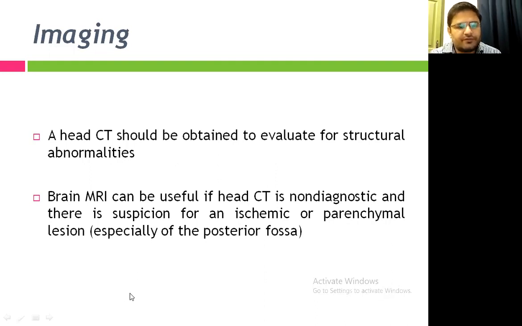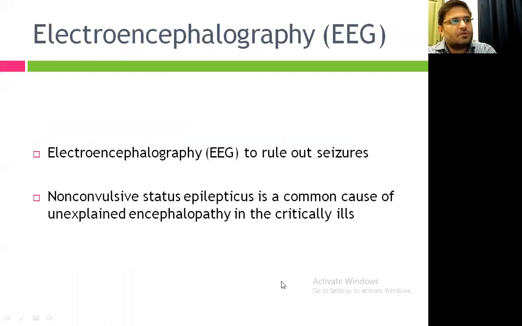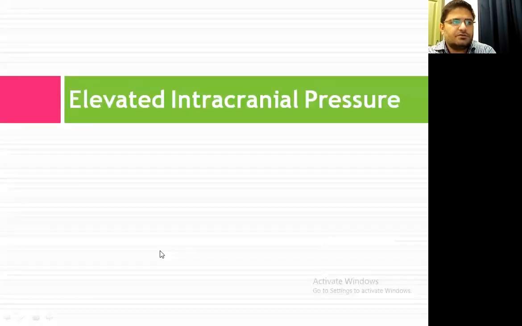But it should be done after CT scan. Procedures again: LP, fundus examination, and CSF for routine investigations, Gram stain, and special investigations for herpes simplex PCR, electroencephalography for seizures and non-convulsive status epilepticus, which is a very common cause of unexplained encephalopathy in critically ill patients.